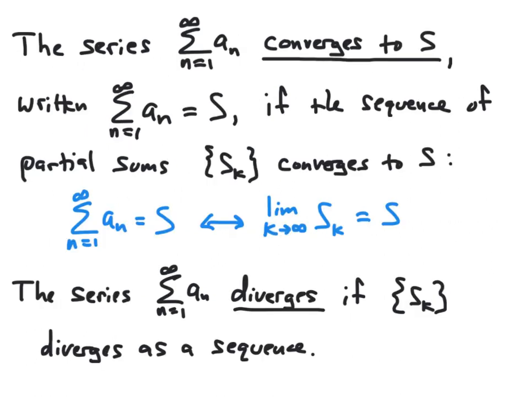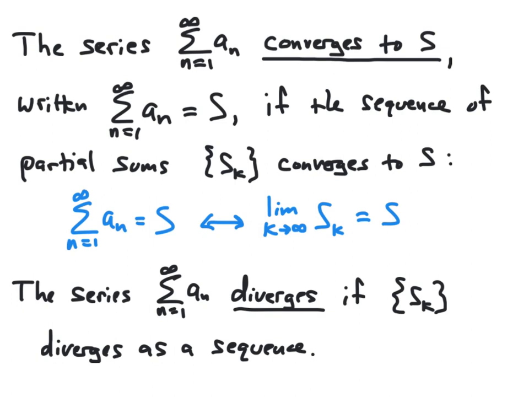We're now able to answer the question posed at the beginning of this video about what it means to add together an infinite list of numbers. We're going to say that the series n equal 1 to infinity of a sub n converges to the number s, which we'll write as the summation equaling the number s, or finding the sum of our series, if the sequence of partial sums converges to that same number s.